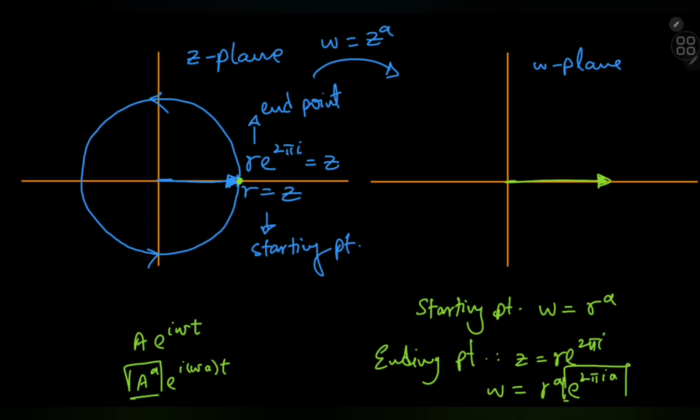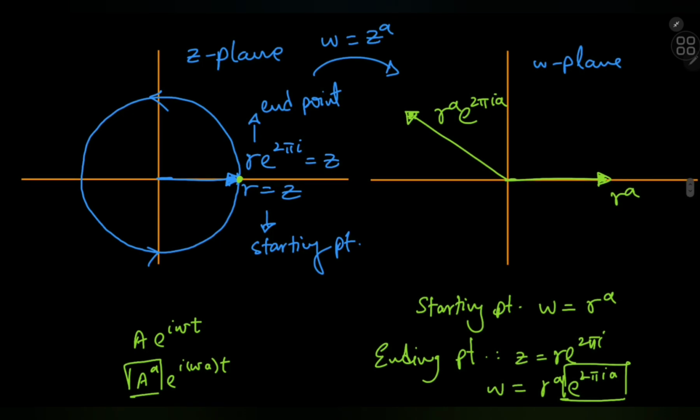And this factor here is 1 only for the case of a being an integer. But remember, we're trying to study the case for a not being an integer. So that means you get a different vector from this r to the a vector. And I can write this as a vector of length r to the a and of argument 2 pi times a. And this diagram shows that a is less than 1.